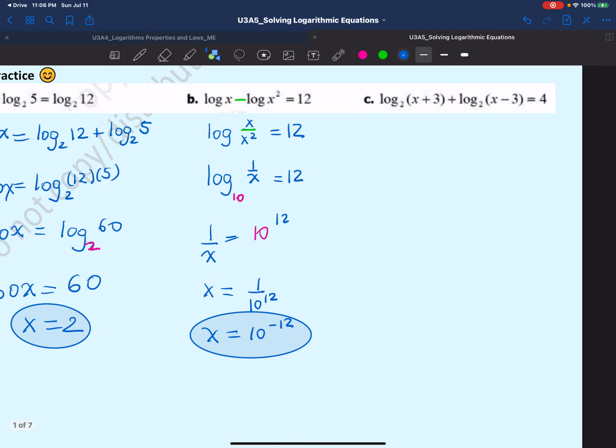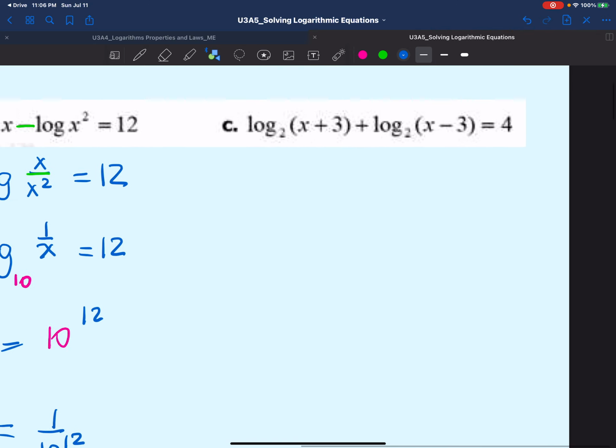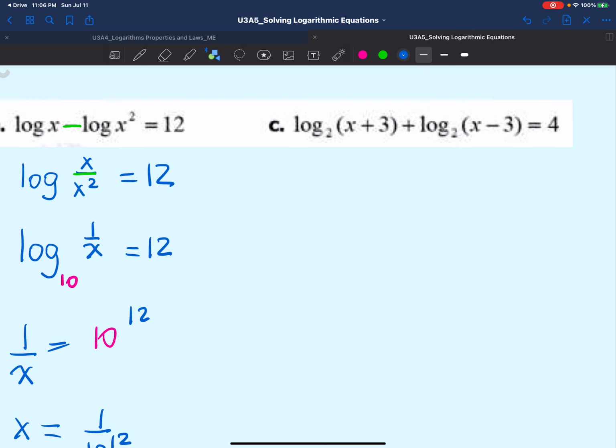Next, we have log with base 2 of x plus 3 plus log with base 2 of x minus 3 equals 4. So I would combine the two terms in here by the product law. We have log with base 2 of x plus 3 times x minus 3 equals 4. Remember, because of plus, we multiply. In other words, log with base 2 of x squared minus 9 equals 4.